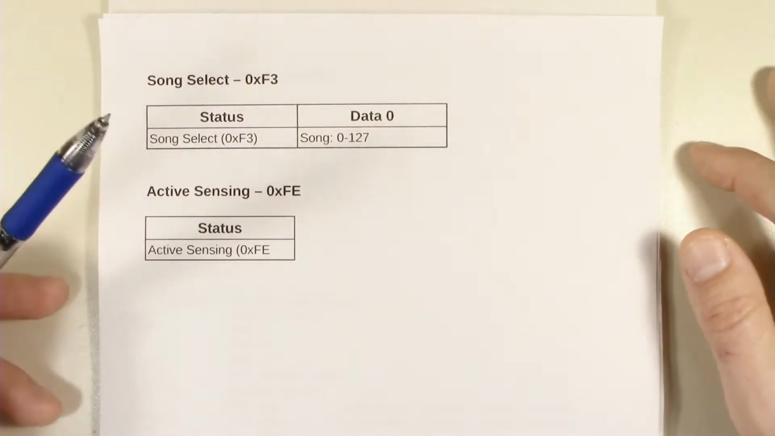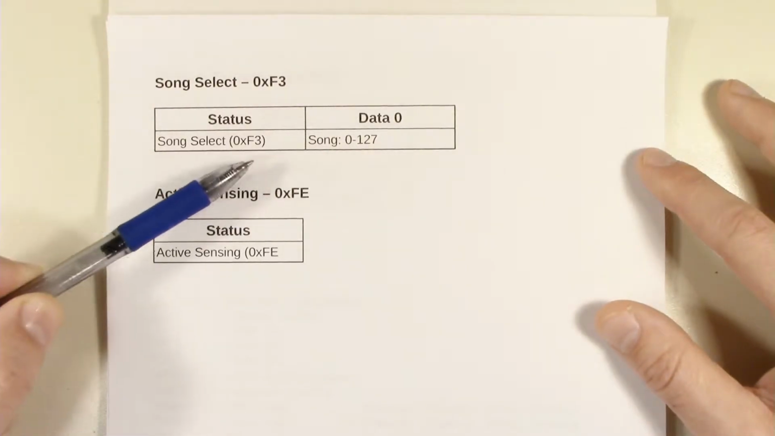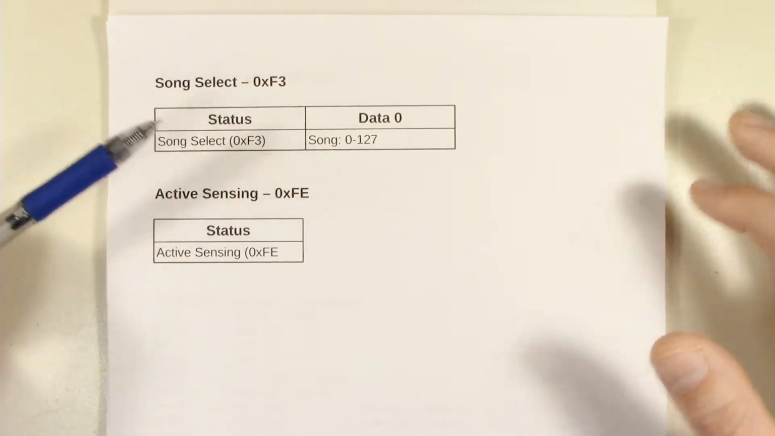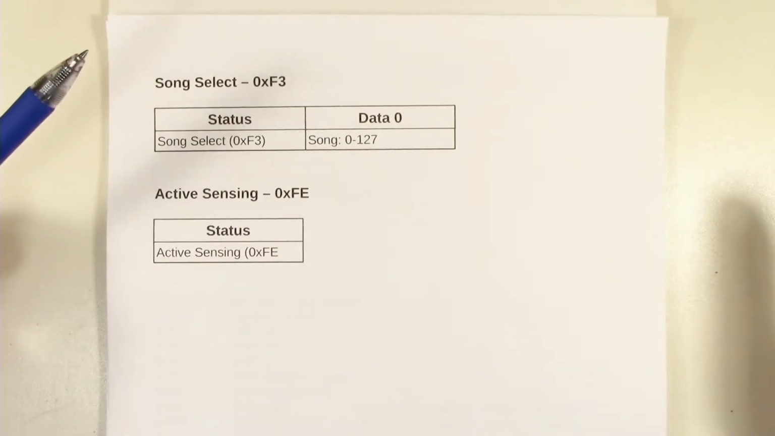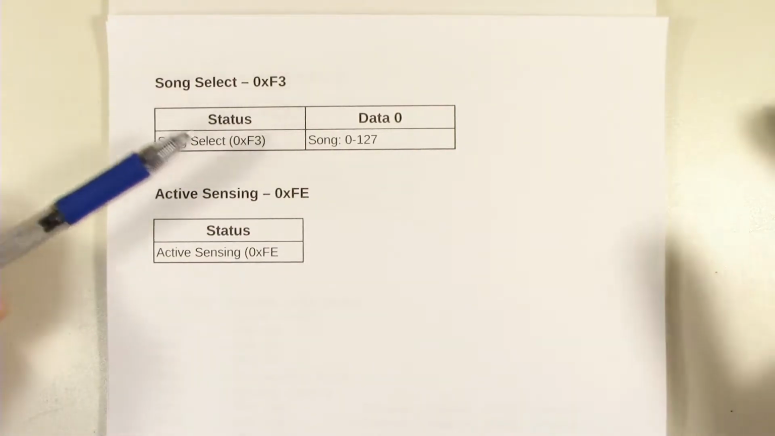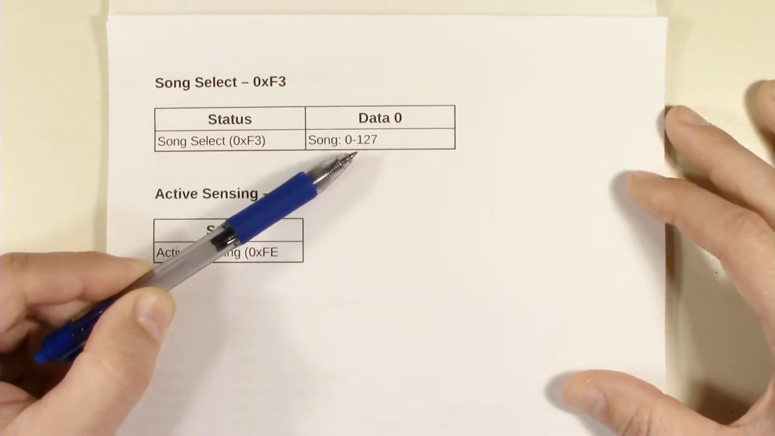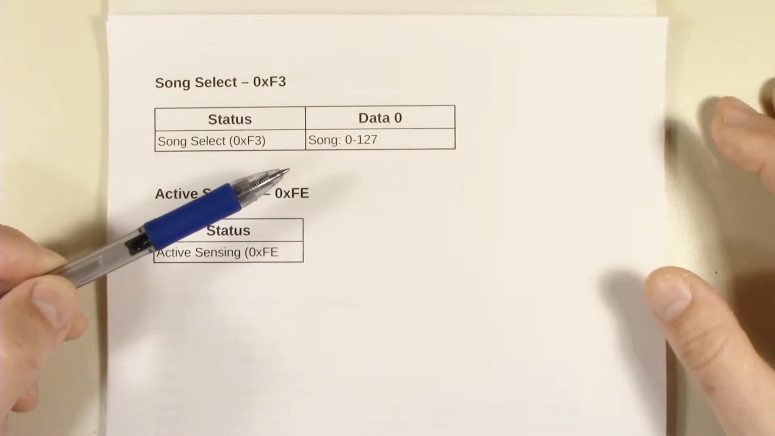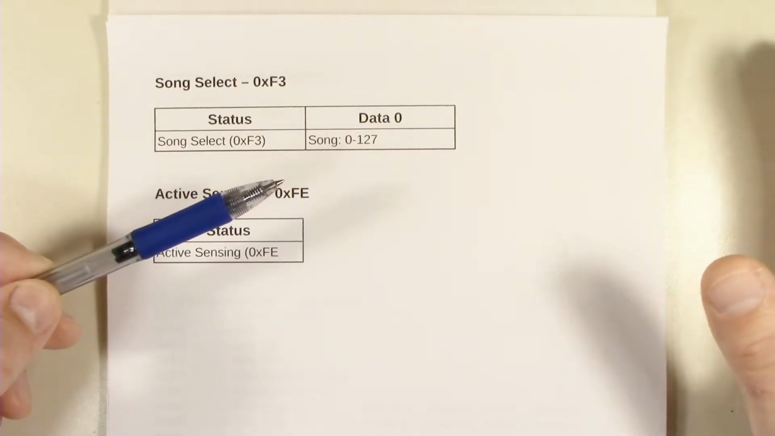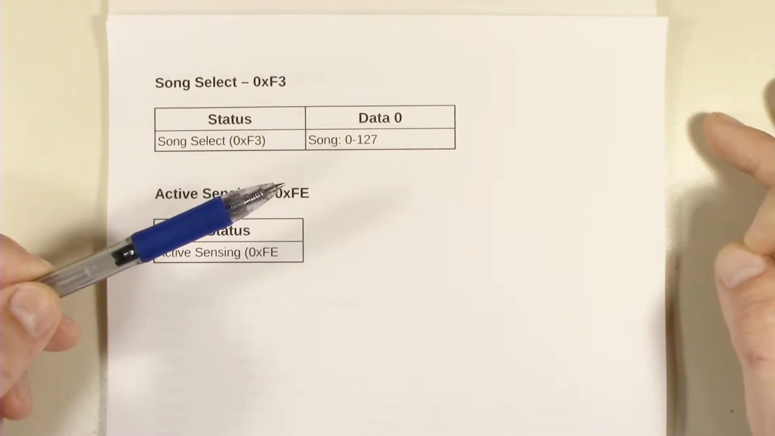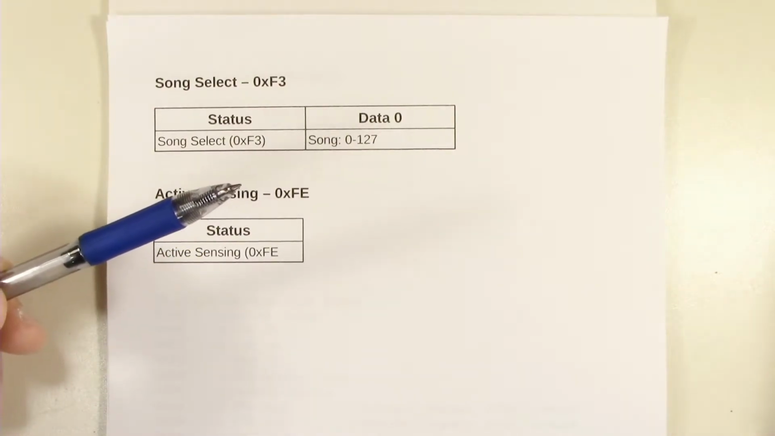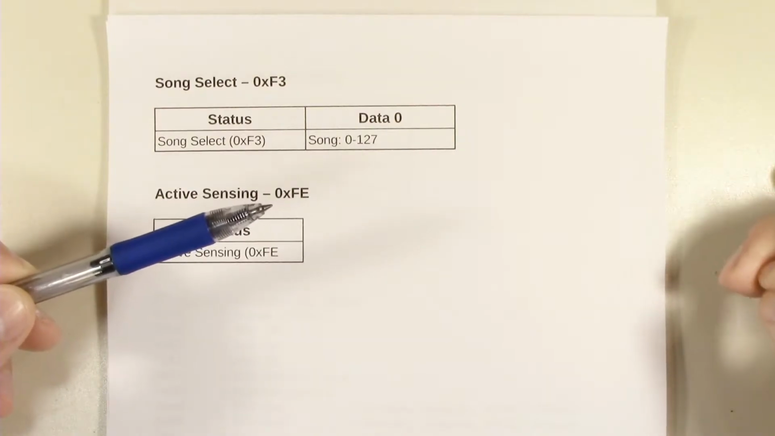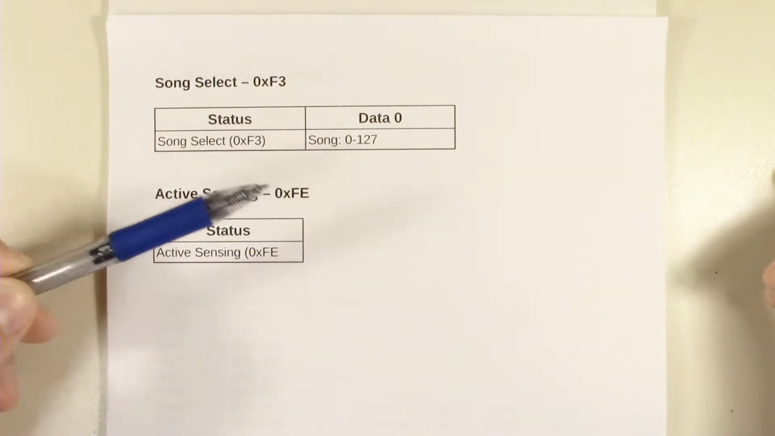So the song select message consists of 2 bytes. There's the F3, which means song select. That's system common, which means it doesn't have a channel number or anything associated with it. And then there's 1 data byte, which is the song number. So you can have up to 128 songs. And most systems that would do this would have some kind of a master list where you can set what those songs are, so they correspond to particular files on your drive or whatever.